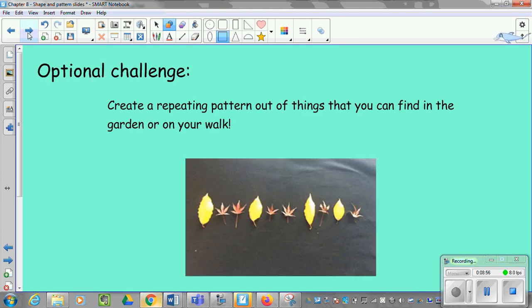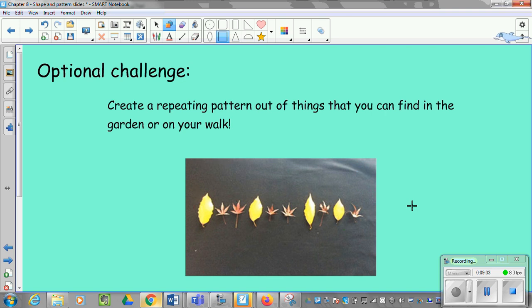Okay, for an optional task then, what I want you to do is see if you can create a repeating pattern out of things that you can find in your garden. So we've been looking at springtime at the moment. What do you notice about your garden that you can maybe take some things from? Maybe you've got a really big bush and grown-ups will be okay with you taking some leaves from the bush. Make sure you check first. Maybe you could get some strands of grass because your grass is starting to grow back nicely. Maybe you need to go on a bit of a walk and pick up lots of different leaves and twigs and grass and random things that you might find outside on your walk.